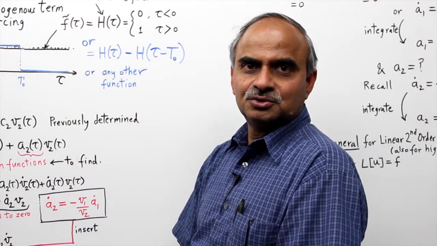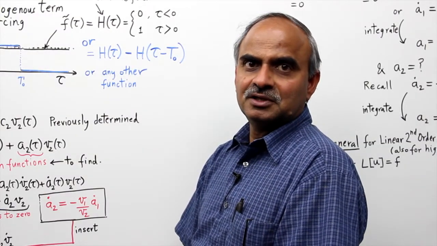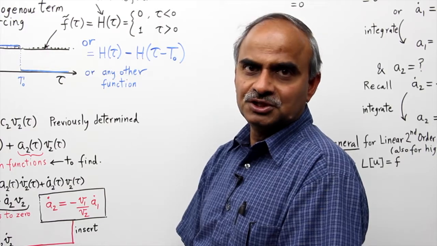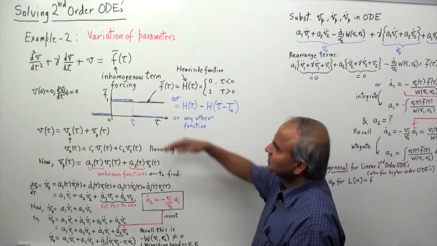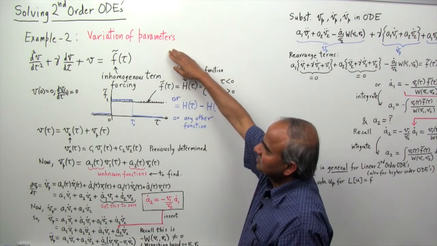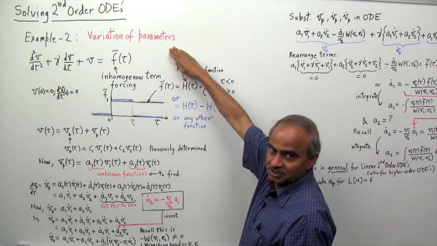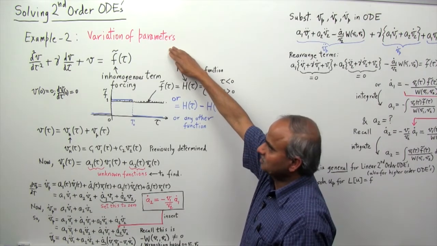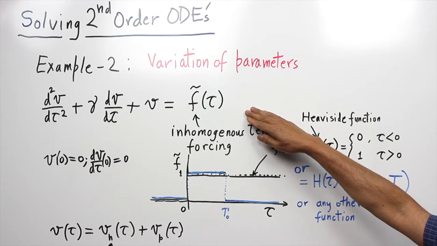Let's turn attention to a second example. Here we will introduce how we treat inhomogeneous terms in the equation. So we are going to illustrate the method of variation of parameters using this example. The equation is written here. It's familiar to us from before.